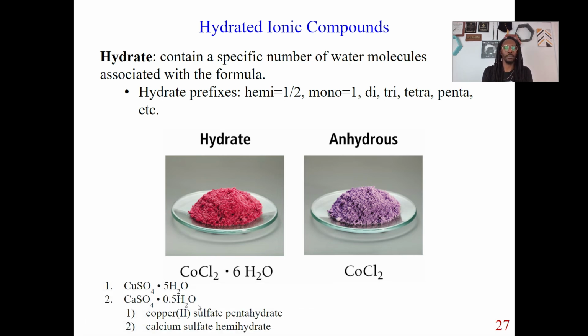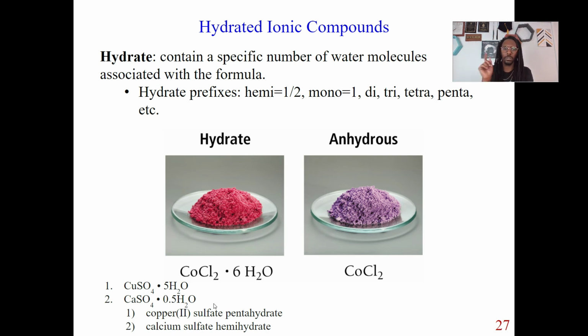Let's look at the second example. Calcium. So this is our cation, so it's going to go first. So calcium here. Then we got SO4. We just talked about that one. That's sulfate. Okay, so we got calcium sulfate. And then I got 0.5 waters. 0.5 waters means that I got a hemi. I got a hemihydrate. Okay, so this is letting me know that this is a hydrated ionic compound.